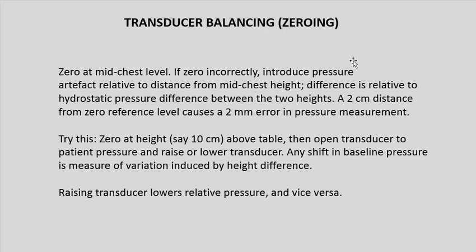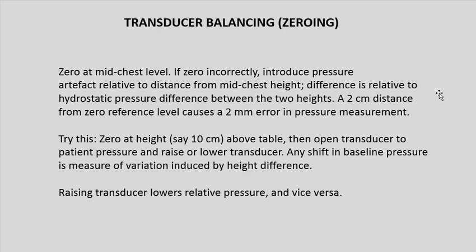If you don't zero correctly, we introduce a pressure artifact relative to the distance from mid-chest height. The difference is relative to the hydrostatic pressure difference between the two heights, such that a 2 centimeter distance from zero reference level causes a 2 millimeter error, approximately, in pressure measurement. A simple way to illustrate the effect of zeroing, meaning that the point at which you zero is where you measure. Although modern transducers are supposed to compensate for that, I think they only compensate up to a point.